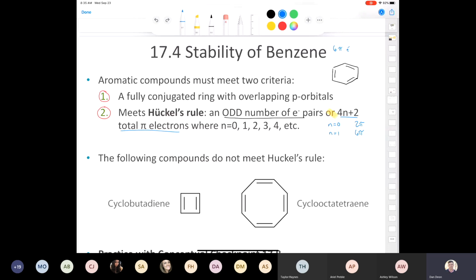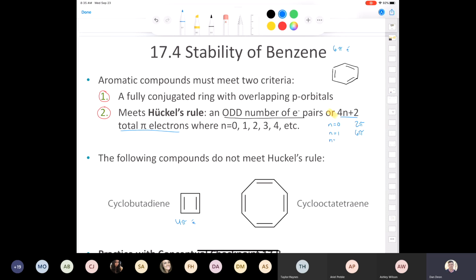Let's look at cyclobutadiene, and I'm sure you're way ahead of me, but you look at the number of electron pairs in cyclobutadiene. I have 1, 2. 2 is not an odd number. 2 is an even number. Also, how many total pi electrons are there in cyclobutadiene? There is a total of 4 pi electrons. Is that a Huckel number?